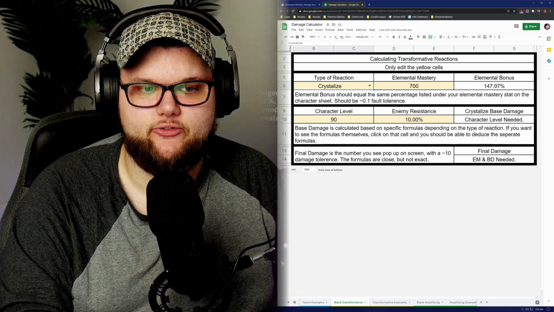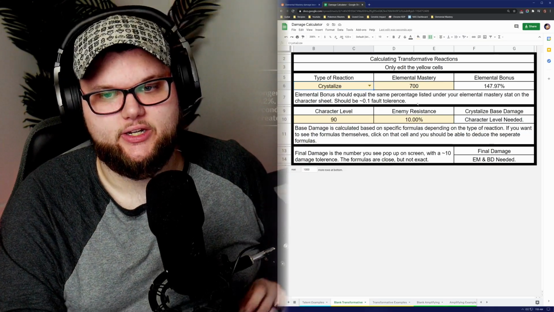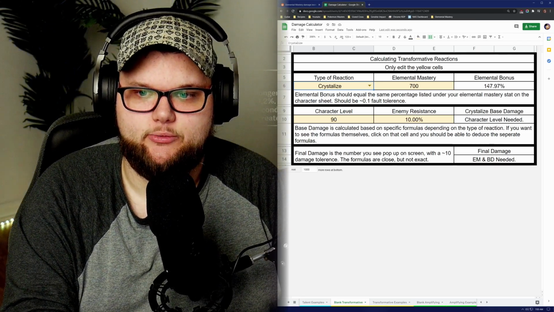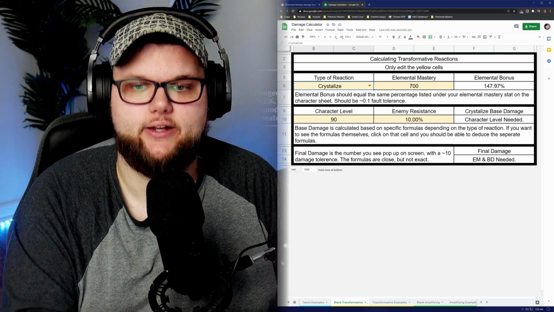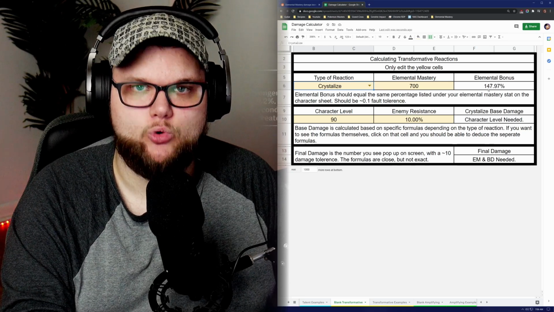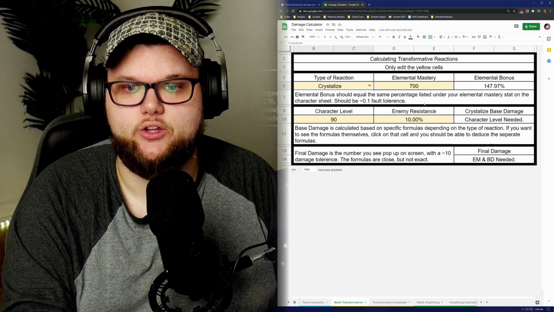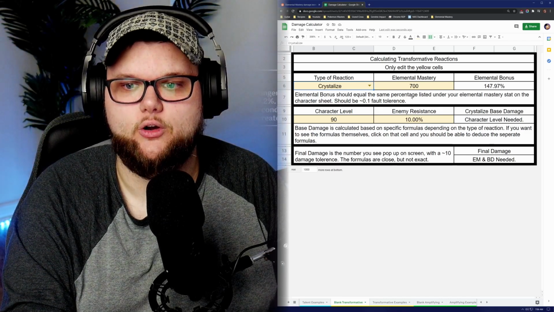Crystallize is actually going to give better shielding. So if we take a look here, it increases the damage absorption power of shields created by Crystallize by 14.7%. The reason that's important is because if you boosted your elemental mastery to, let's just say, 700, you end up getting an elemental bonus of 147.97, which means the shield you generate from that crystallize shield is going to be 147.97 more effective at absorbing that specific element. So if you have a Geo character that you pump full of Elemental Mastery, essentially what you're doing is making those shields way stronger, way stronger.